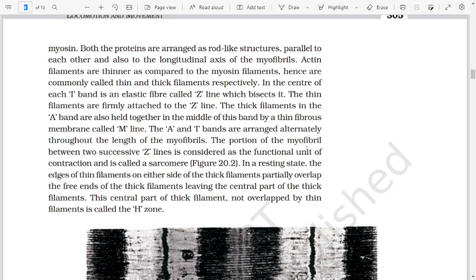The portion of the myofibril between two successive Z lines is considered as the functional unit of contraction and is called a sarcomere, figure 20.2. In a resting state, the edges of thin filaments on either side of the thick filaments partially overlap the free ends of the thick filaments, leaving the central part of the thick filament. The central part of thick filament not overlapped by thin filaments is called the H zone.